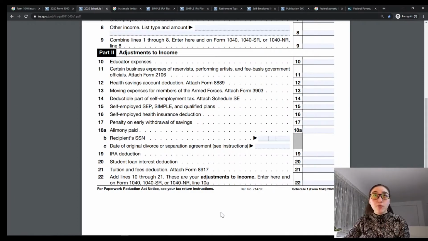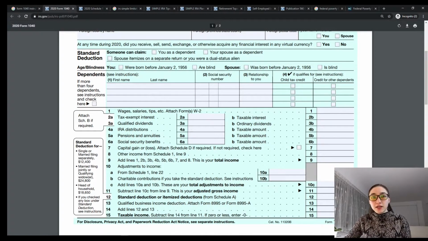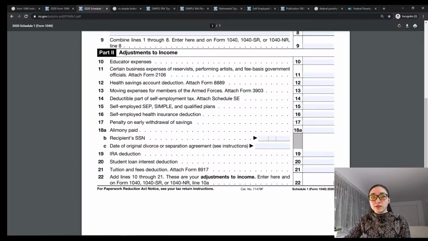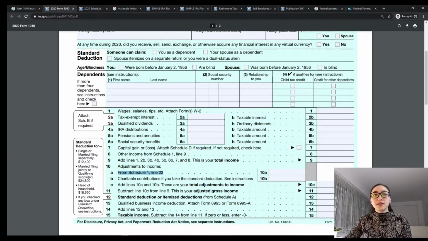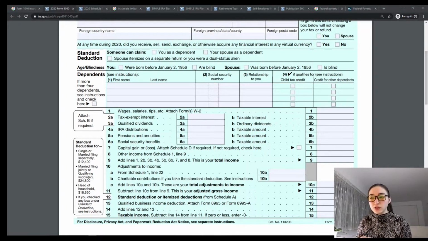And as a bonus point, I do want to get back to Form 1040, page 1, and look at line 10. So we've looked at Schedule 1, line 22, which is basically the sum of all of these adjustments that I've discussed. Then line 10b has charitable contributions if you take the standard deduction. This is applicable to 2020. Generally, charitable contributions can only be deducted as itemized deductions. Here on line 12, you can choose either a standard deduction or itemized deductions.